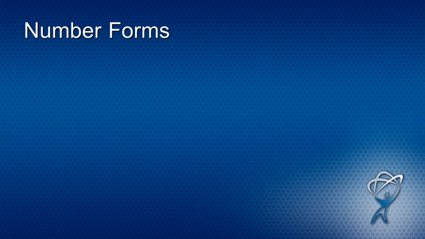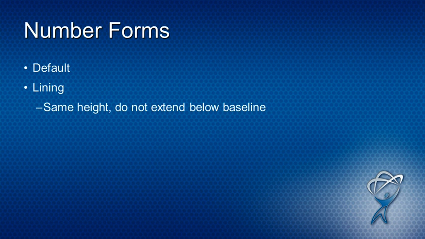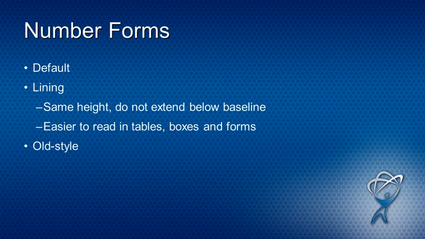The next thing we need to know about numbers is we do have different number forms. Of course, we have the default, which again is what we will see by default in any document. But we also can set it to use a lining number form. This means that all of the numbers are going to have the same height, and they do not extend below the baseline. The baseline is kind of that line that letters and numbers normally sit on. This makes them easier to read in tables, boxes, and on things like forms. We also have something called the old style. This is where they're allowed to flow above or below the line of text.